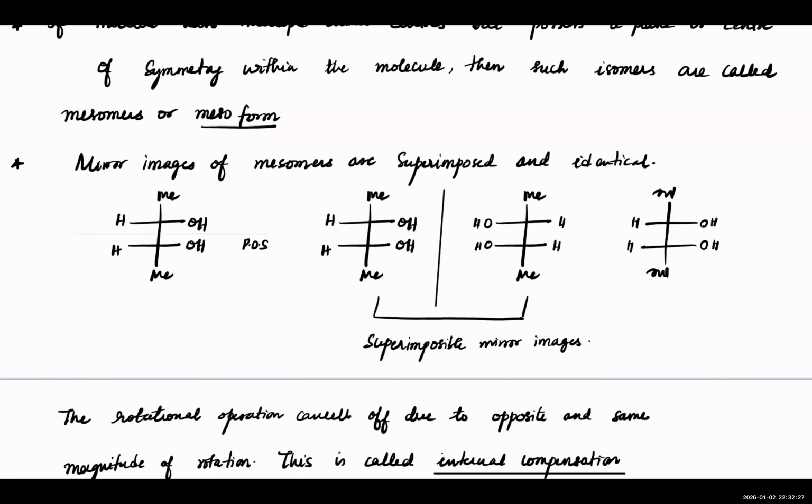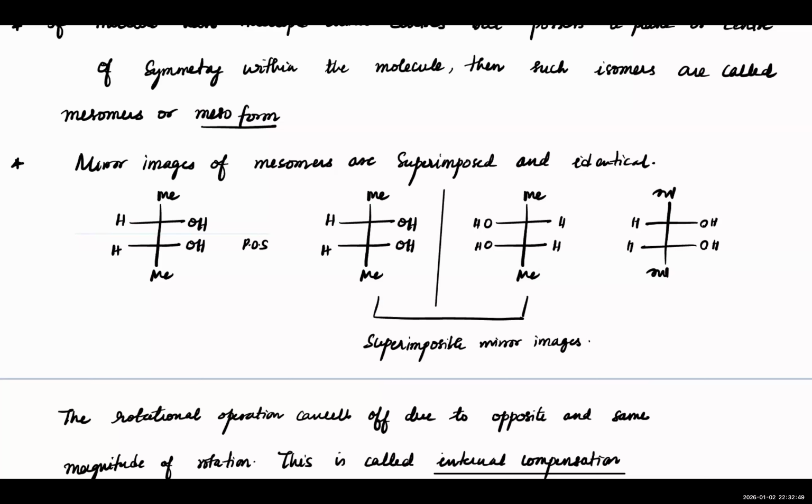So I didn't do anything. I just rotated. We didn't break any bonds. Hence, when you have a mesoform, their mirror images are superimposable. Since they are superimposable, these two will be identical. So the mirror images of a mesoform are always identical.